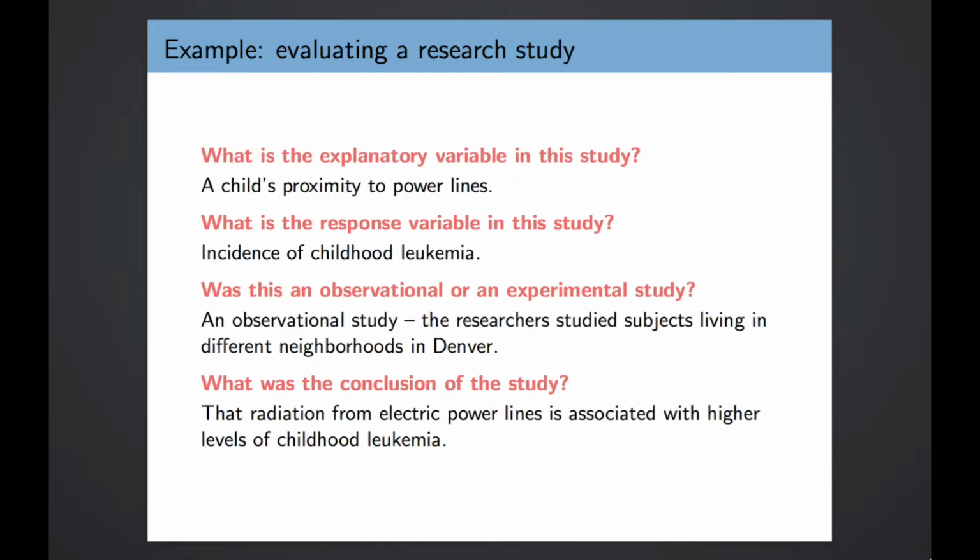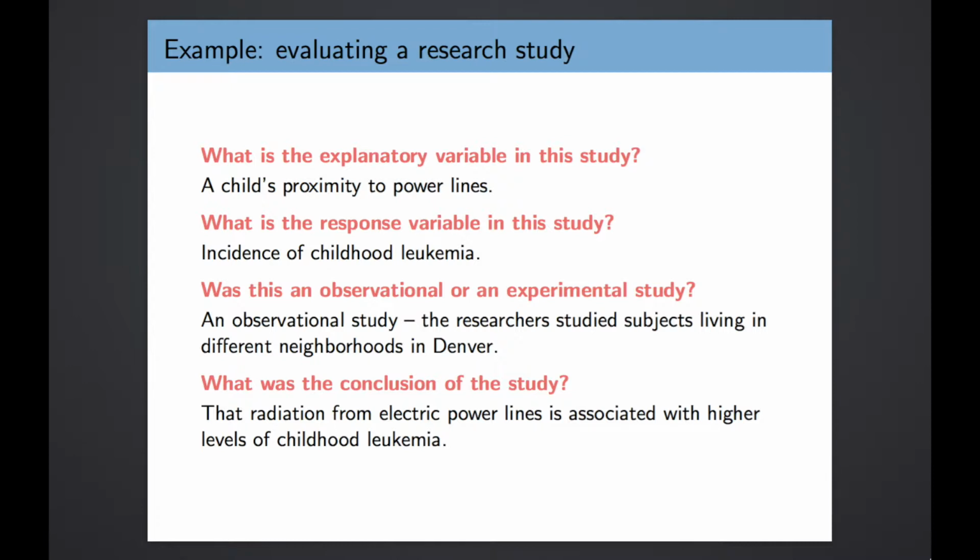All right, here are the answers to those questions about this study. The explanatory variable is the child's proximity to power lines. The response variable that we're interested in, the outcome of interest, is childhood leukemia. So we want to know whether proximity to power lines might affect childhood leukemia.